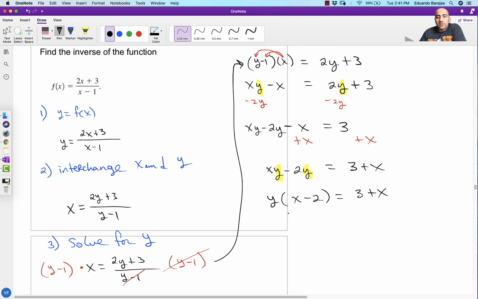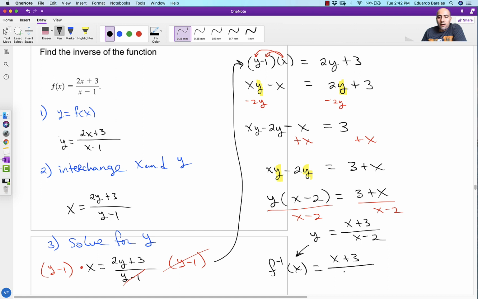And now we want to divide both sides by this quantity. So let's divide this side by x minus 2 and this side by x minus 2. What we have as a result is y equals, and I'm just going to flip these around, x plus 3 divided by x minus 2. The last step is to let f inverse of x equal y, because you're done. That's our answer. f inverse of x is x plus 3 over x minus 2.